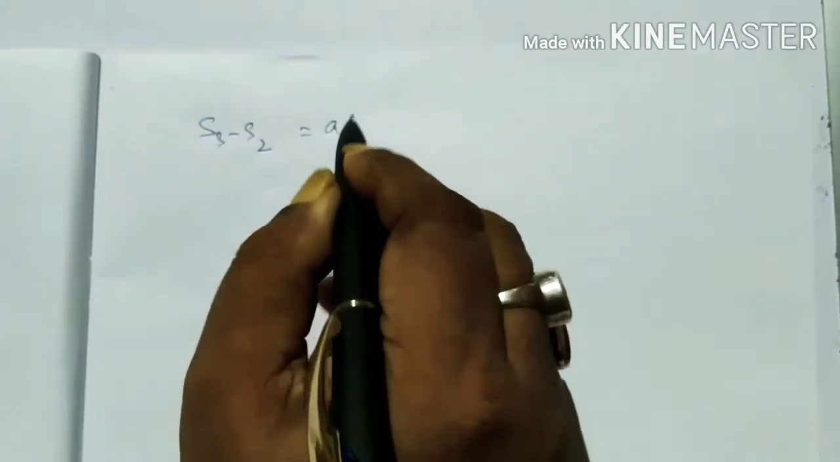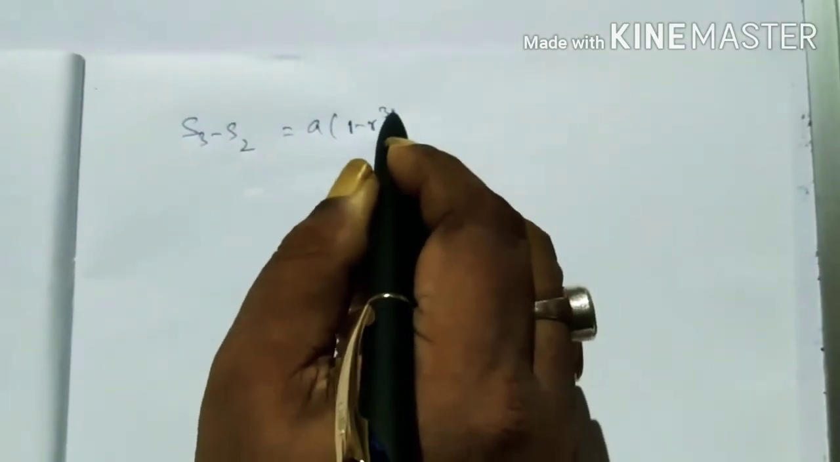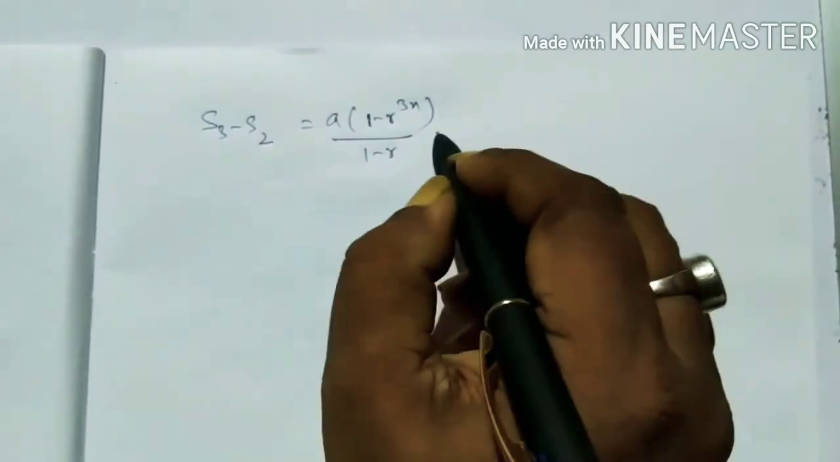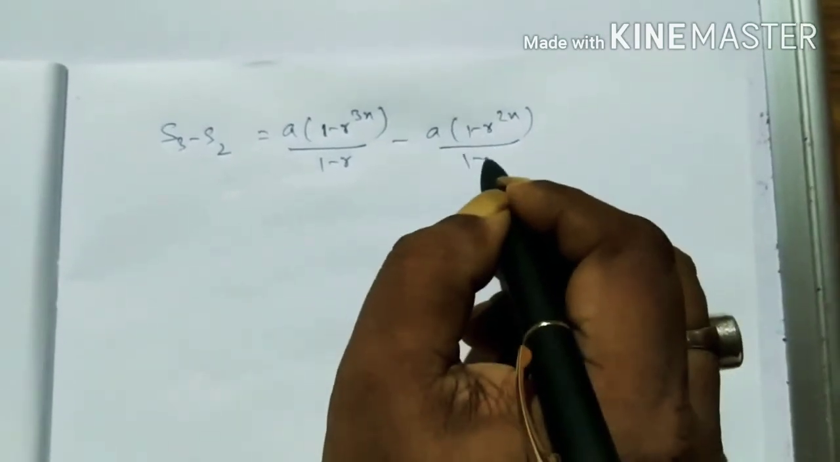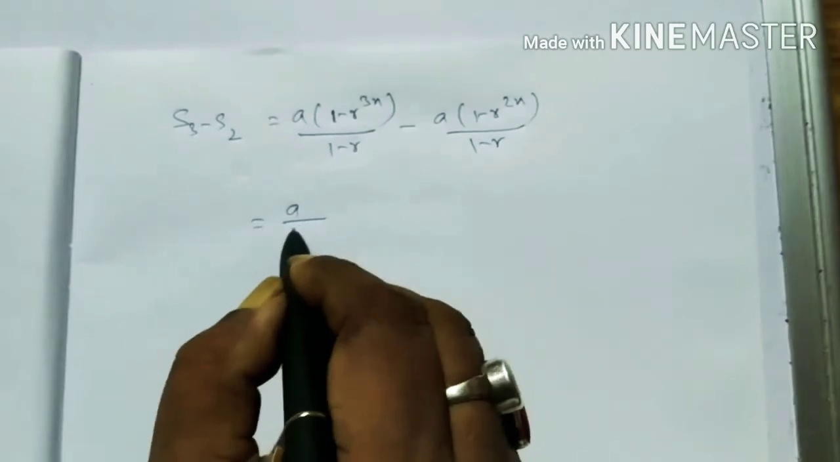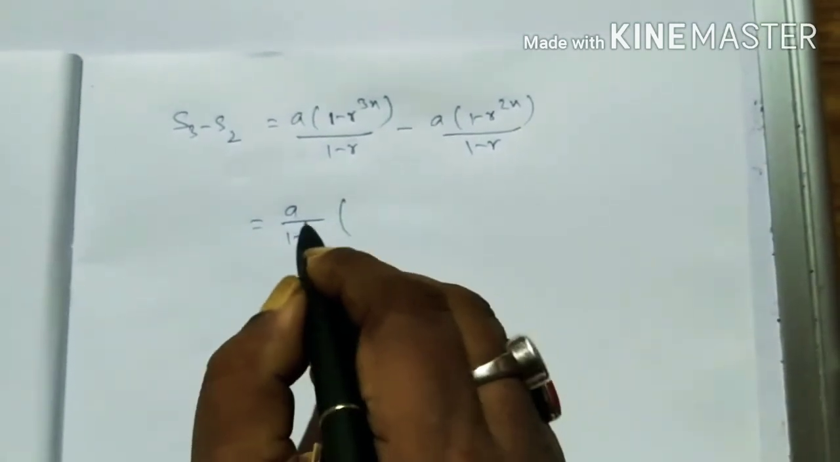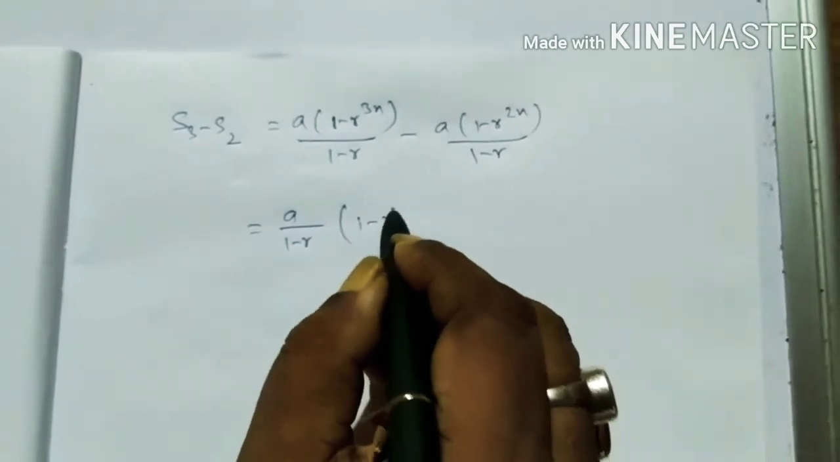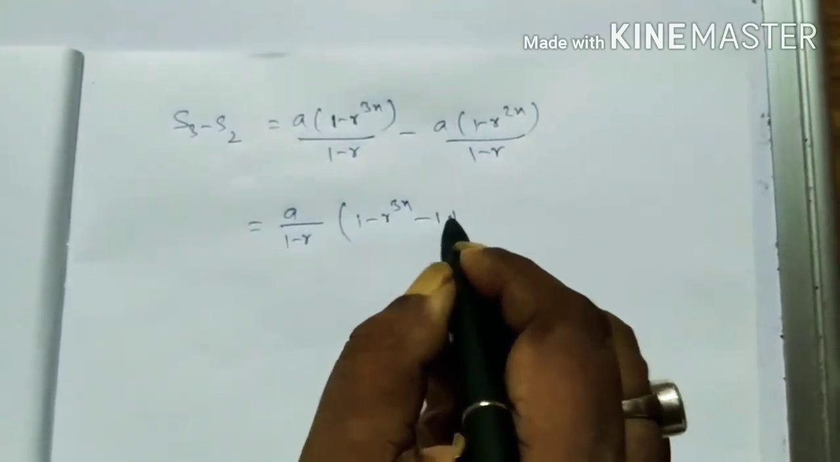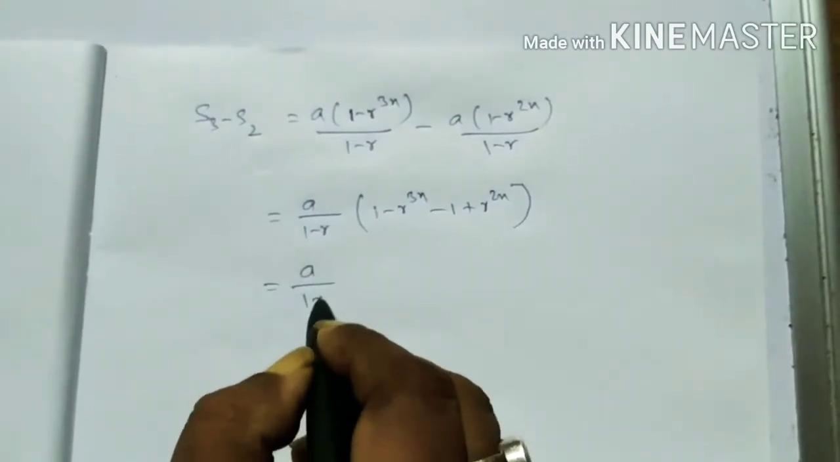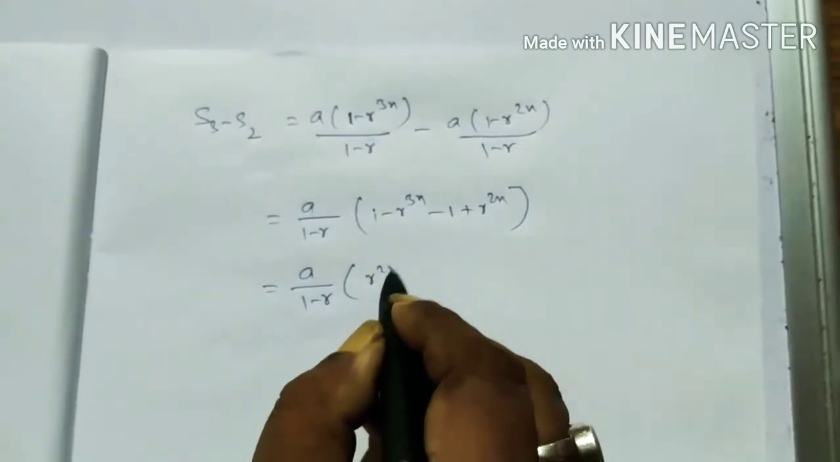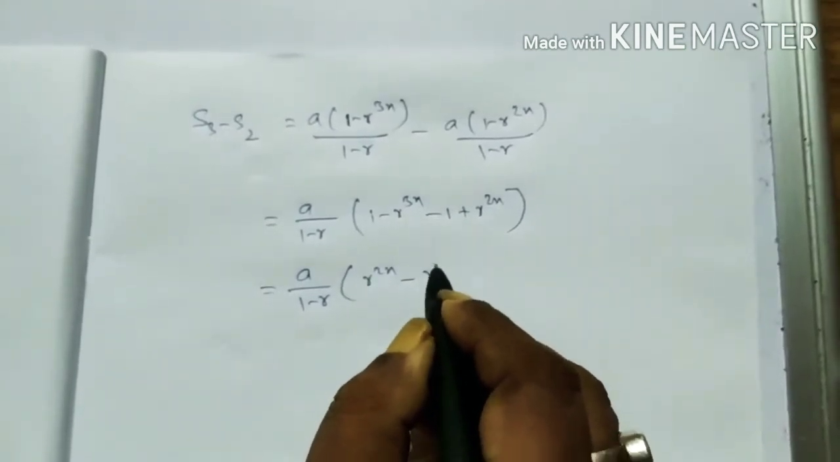Now I have to find S3 minus S2. S3 minus S2 is A(1 minus r to the power of 3n) by 1 minus r minus A(1 minus r to the power of 2n) by 1 minus r. Now again I can take common A by 1 minus r, 1 minus r to the power of 3n minus 1 plus r to the power of 2n. So 1 minus 1 cancels out, so r to the power of 2n minus r to the power of 3n.